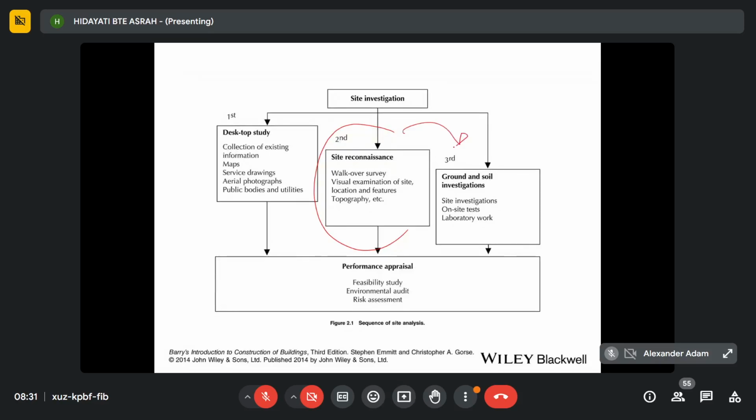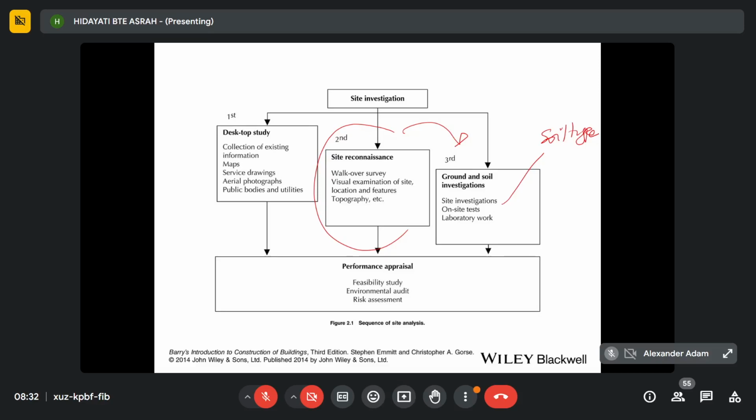And then you go for the third stage. After you do the data collection from the desk study and the visual inspection, the third stage under the site investigation is ground or soil investigation. Usually under ground and soil investigation, the detail of subsoil information that you need to obtain, such as the soil type. We already discussed soil type. So soil type is very important. Under site investigation, you must obtain information about the soil type.